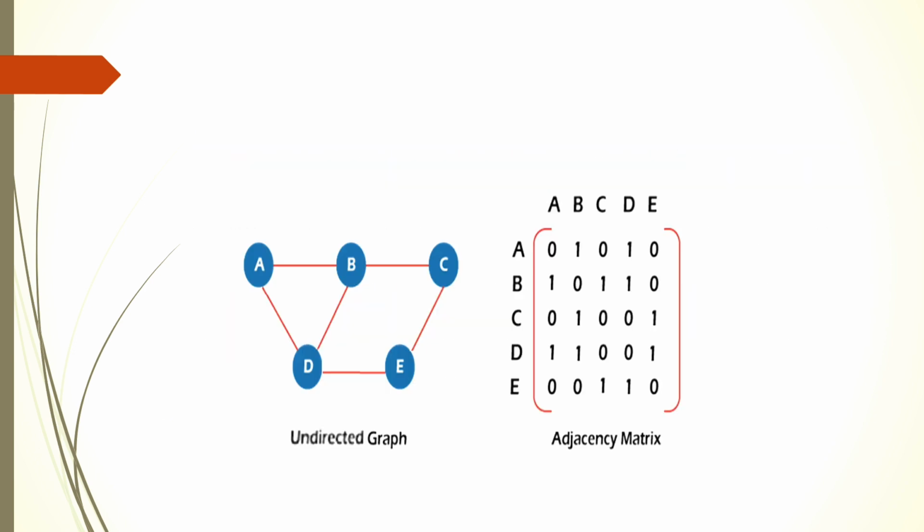Okay. So this is the diagram, and this image shows the mapping among the vertices A, B, C, D, E, and this mapping is represented by using the adjacency matrix.